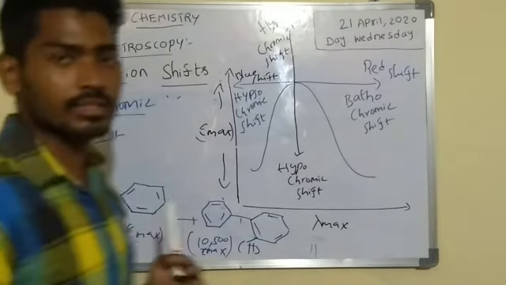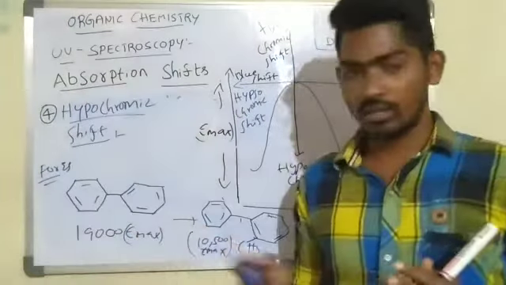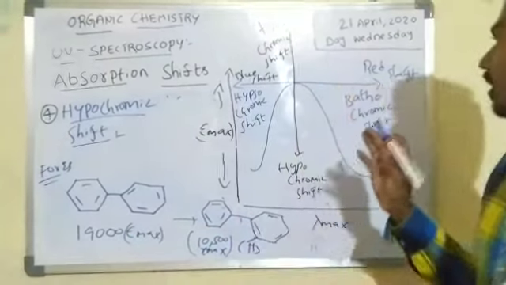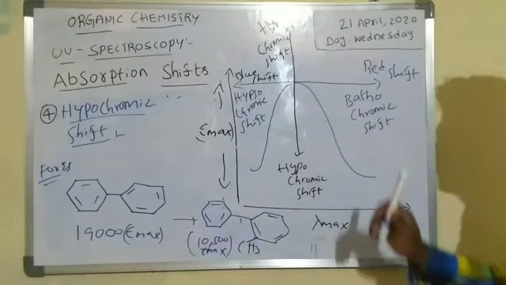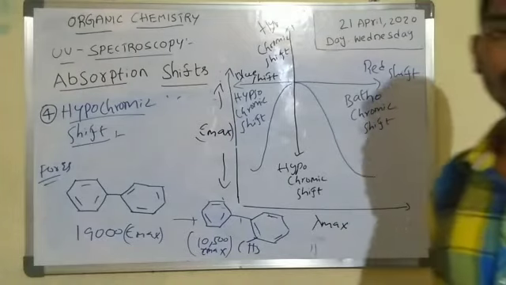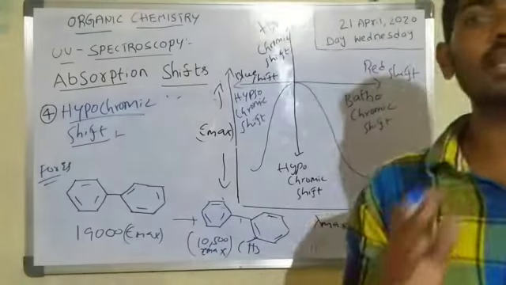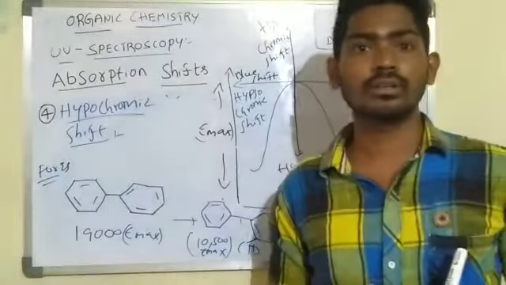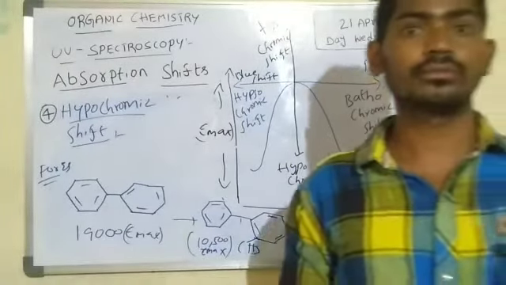Okay, do you understand these absorption shifts? That is bathochromic shift, hypsochromic shift, hyperchromic shift and hypochromic shift. I hope you can understand these absorption shifts and examples. Thank you.